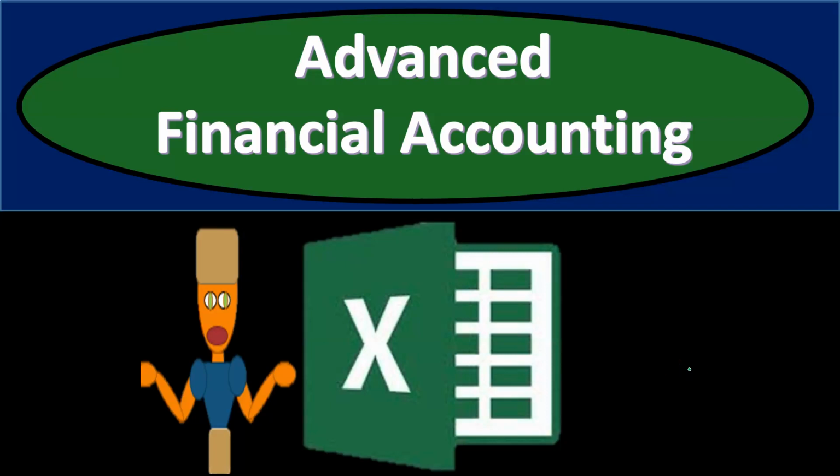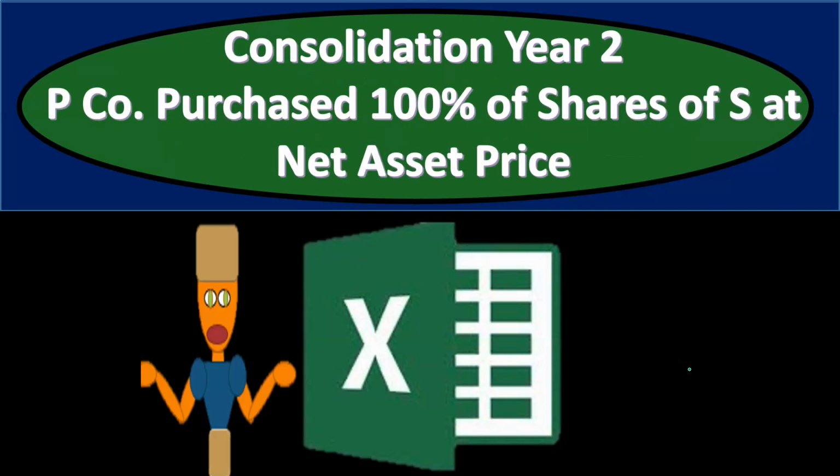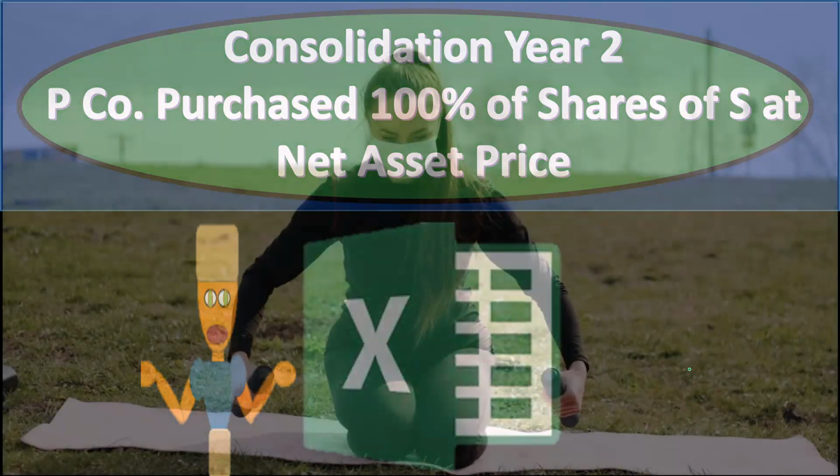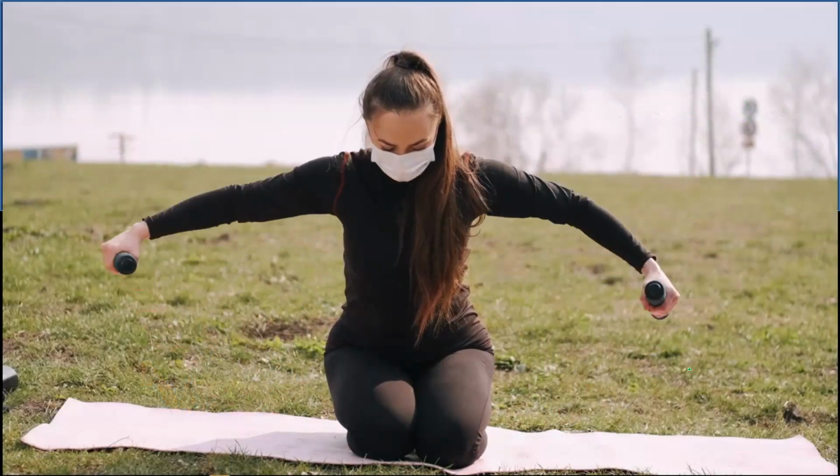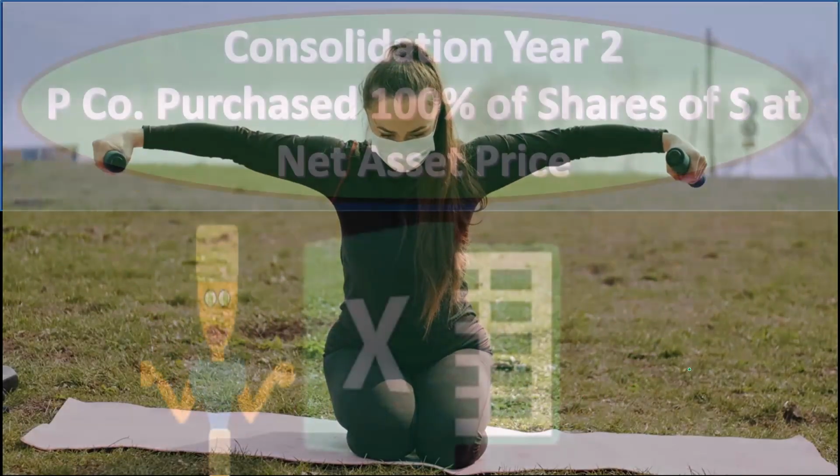Advanced Financial Accounting. In this presentation, we're going to work a practice problem in Excel. We're going to work a consolidation type problem where we have two companies that we're going to be consolidating together using a consolidation worksheet. We're going to say that the consolidation happened not at the beginning of the current year, but at the beginning of the prior year, where P, the first company, purchased 100% of the shares of S at the net asset price. Get ready to account with Advanced Financial Accounting.